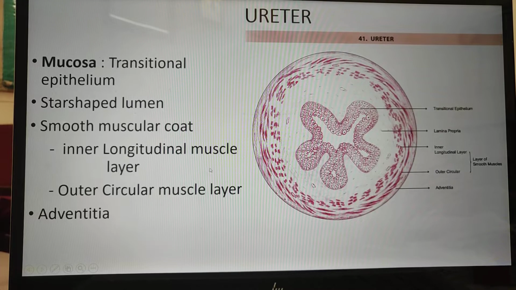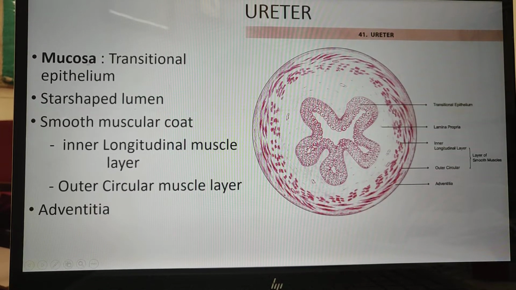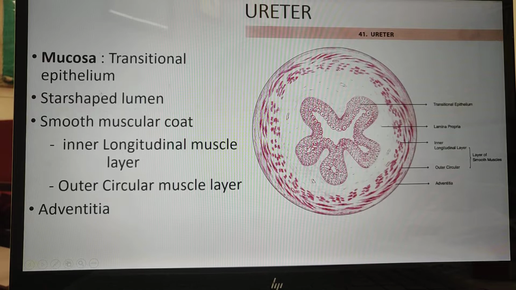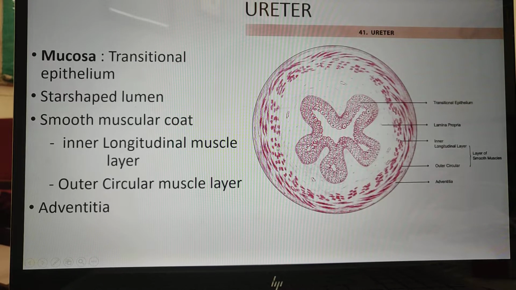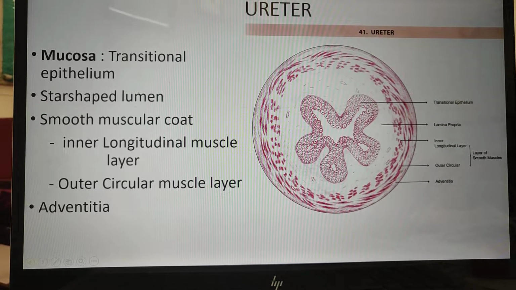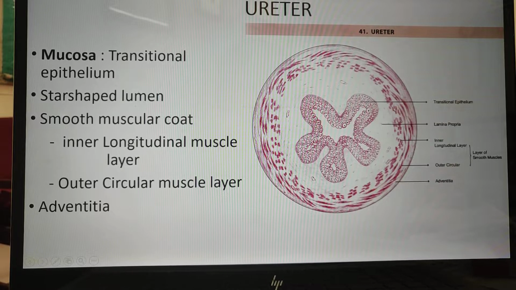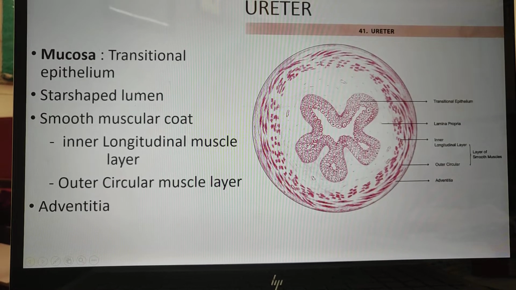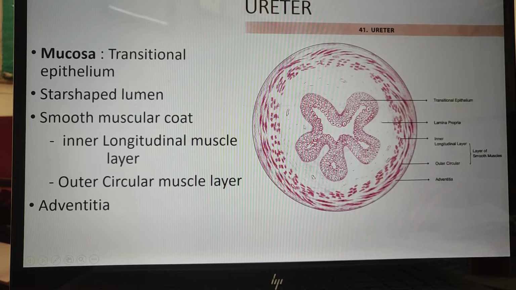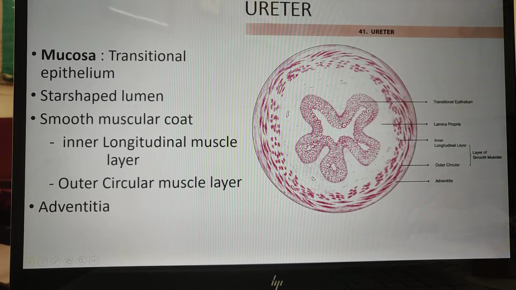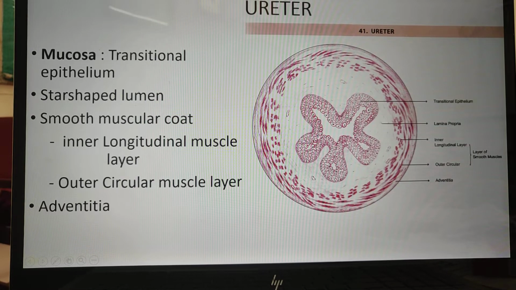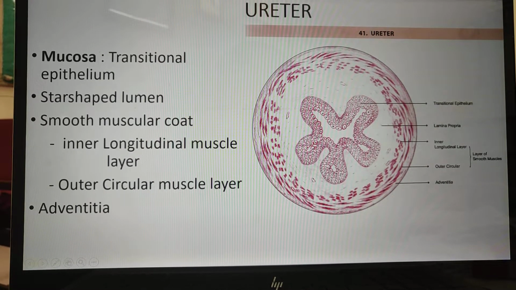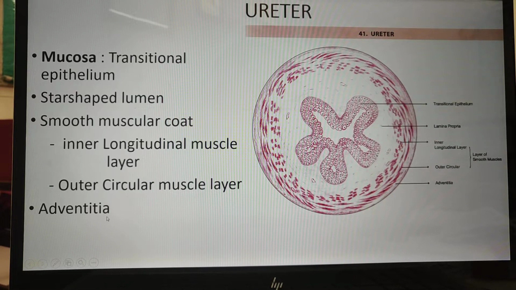The ureter has a mucosa which is lined by transitional epithelium. It has a star-shaped lumen, and the smooth muscle has inner longitudinal muscles and outer circular muscles. Here you can see the star-shaped lumen, lined by transitional epithelium. The characteristic of transitional epithelium is that it is stretchable and it does not absorb anything. The outer lining is the adventitia.